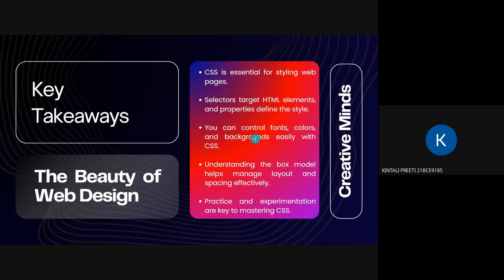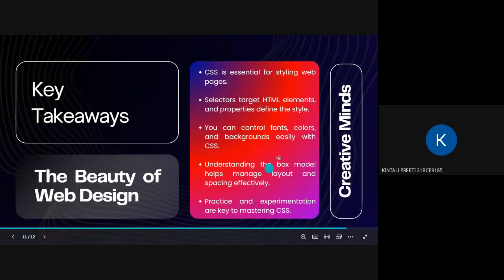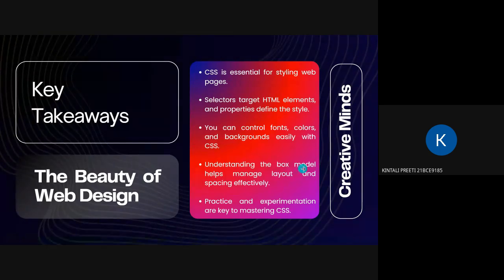You can also control the fonts, colors and backgrounds very easily using CSS. You have seen how easily I could change the background color, the font, the color of the text. It is very easy, just with a single line of code. And understanding the box model also helps manage layout and spacing effectively. So this box model is very important. These are very tiny aspects of CSS, but will be very crucial when you build an actual website.